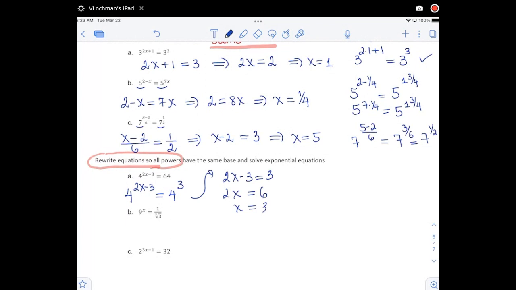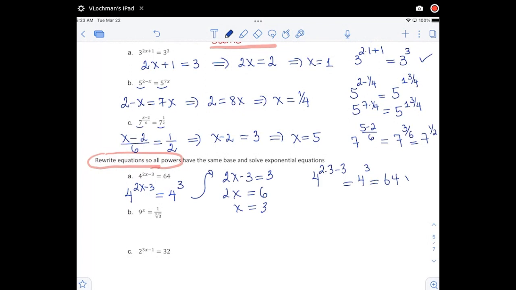And of course, you can check if you would like. Okay, let's see, that's 4 raised to the power of 2 times 3 minus 3. That's 4 cubed, which is 64. So this works. All right, let's take a look at the next example.